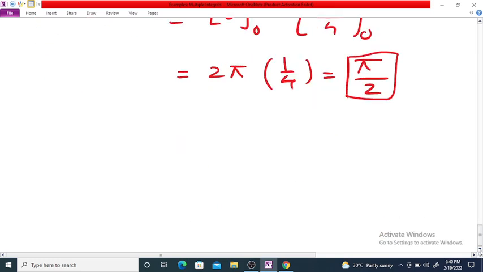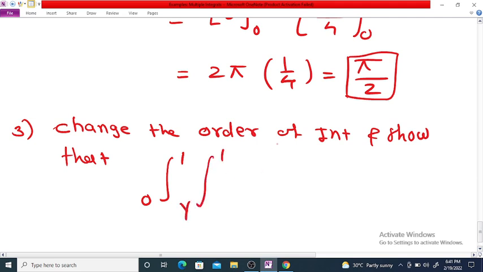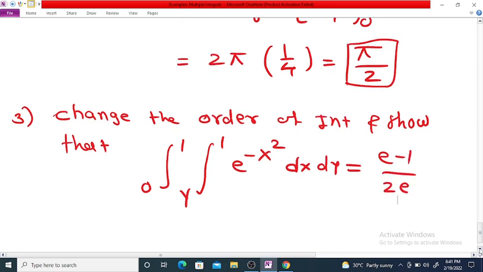Next example. Example number 3: change the order of integration and show that the integral from 0 to 1, y to 1, of e raised to minus x square dx dy is equal to (e minus 1) divided by twice e. So first we want to change the order of integration, that is, the given integration is what?